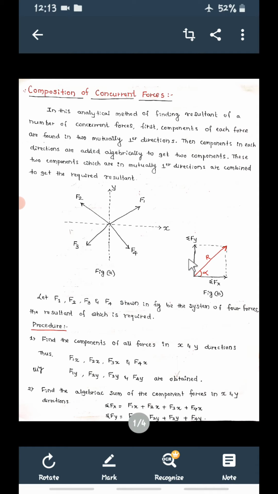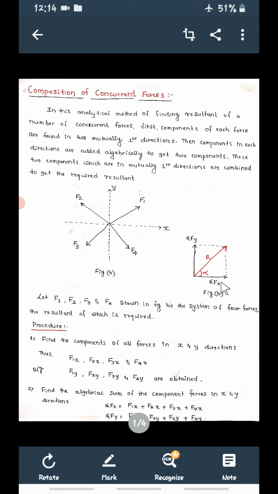Now see, after combining all the forces in x and y direction, we'll get summation Fx and summation Fy. So all the four forces finally reduce into how many? Only 2, which are perpendicular to each other, that is summation Fx and summation Fy.